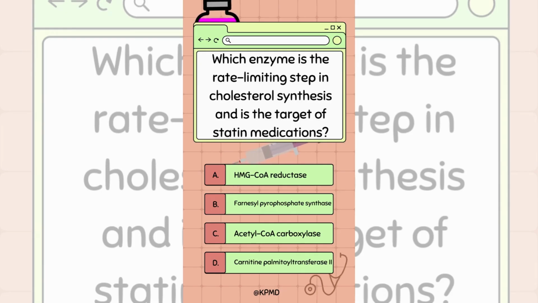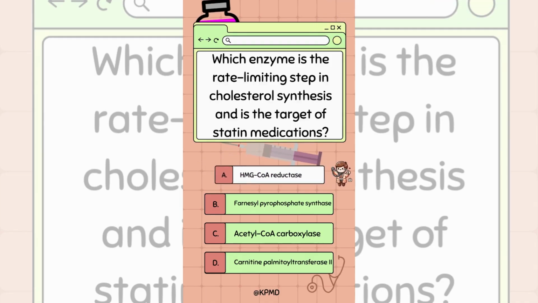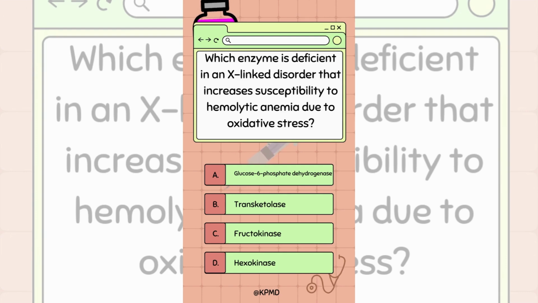Which enzyme is the rate-limiting step in cholesterol synthesis and is the target of statin medications? The answer is A. HMG-CoA reductase. Which enzyme is deficient in an X-linked disorder that increases susceptibility to hemolytic anemia due to oxidative stress?